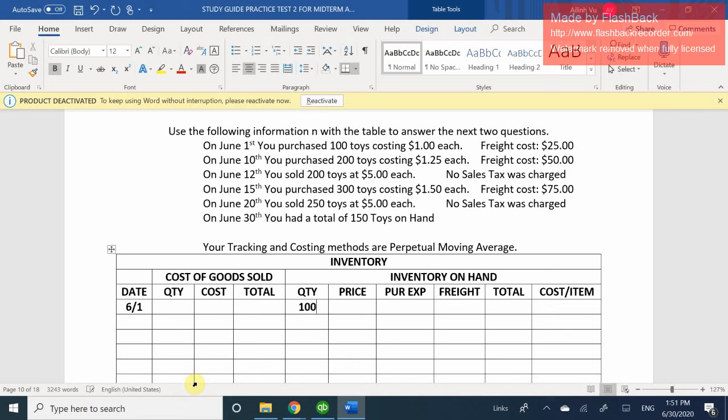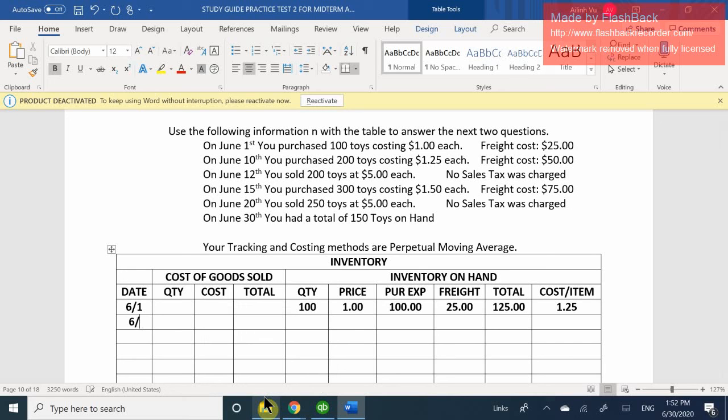Purchased 100 for $1. Purchase expenses $100. Freight 25. Total 125 with the cost per item at $1.25. Perfect. So right now, you only have one batch in your items, and right now it's only worth 125. All right. So what happened on June 10th?